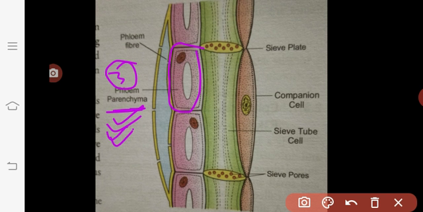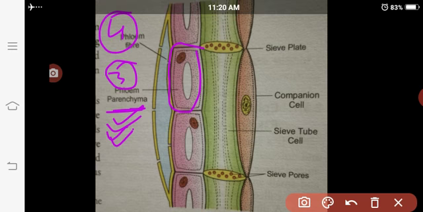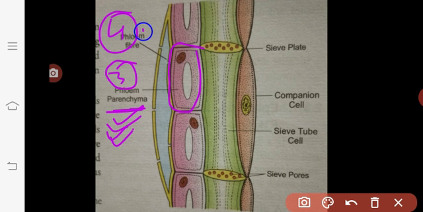Now point number 4, that is phloem fiber. They are the only non-living component of phloem. Phloem fibers are thick-walled, elongated, spindle-shaped dead cells, which show a narrow lumen. They provide mechanical strength to the tissues. So these are the phloem fibers.